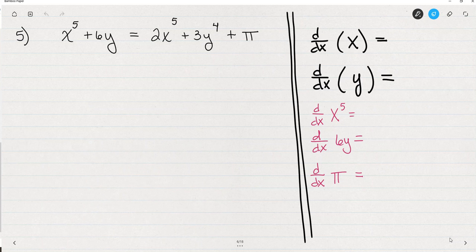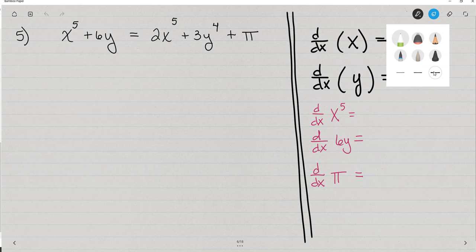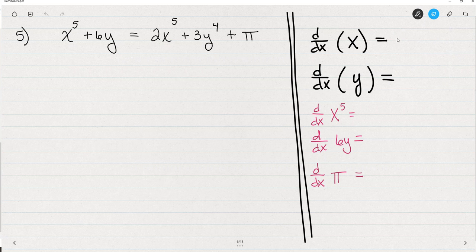Let's jump into some examples of derivatives. This first example is using implicit differentiation. So off to the side, before we start, let's do a little bit of legwork and remember the derivative of x with respect to x. Derivative of x with respect to x is 1, right? The derivative of y with respect to x, we're going to use y prime as another symbol for the derivative of y with respect to x.